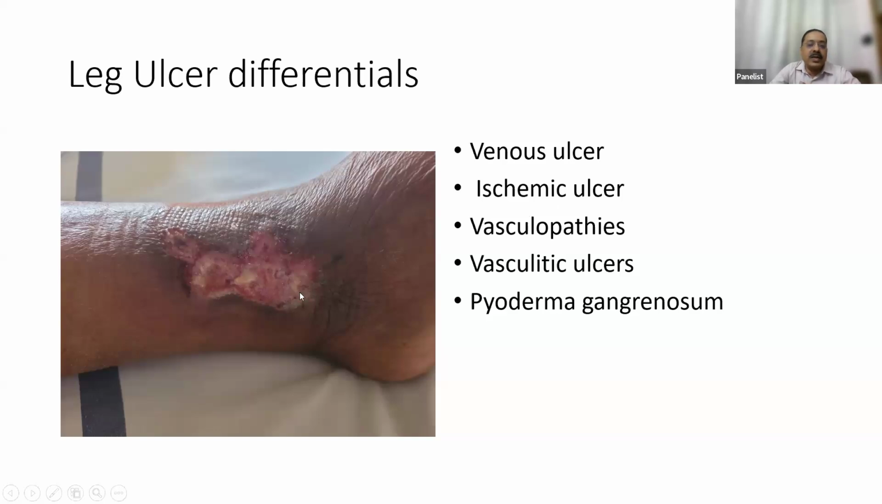Whereas here, this is only venous stasis which has led to congestion and then reduced oxygenation, causing ulceration. So this is a classical venous ulcer.